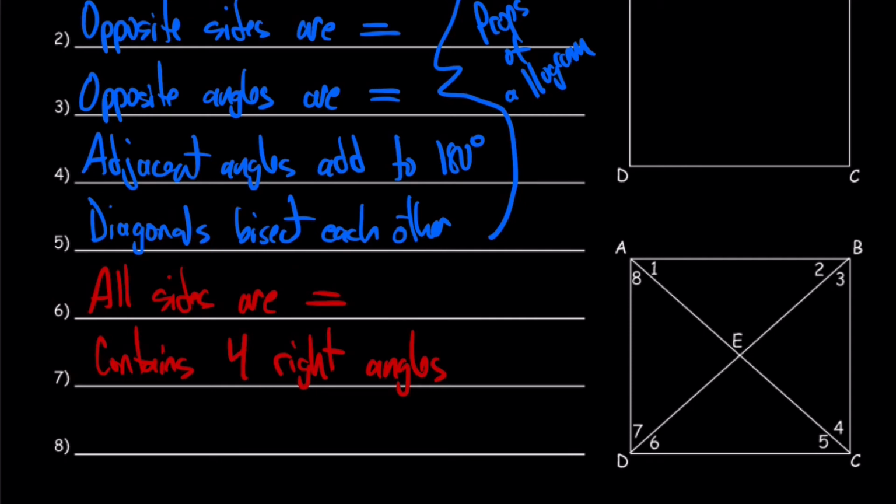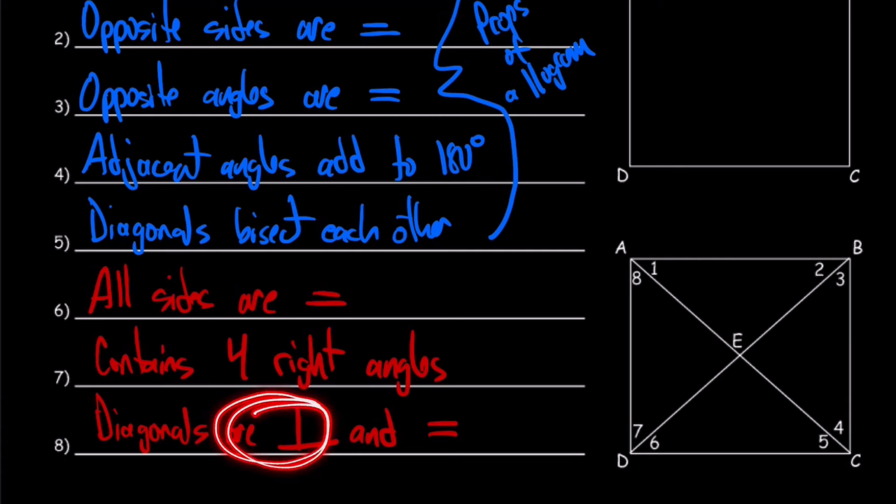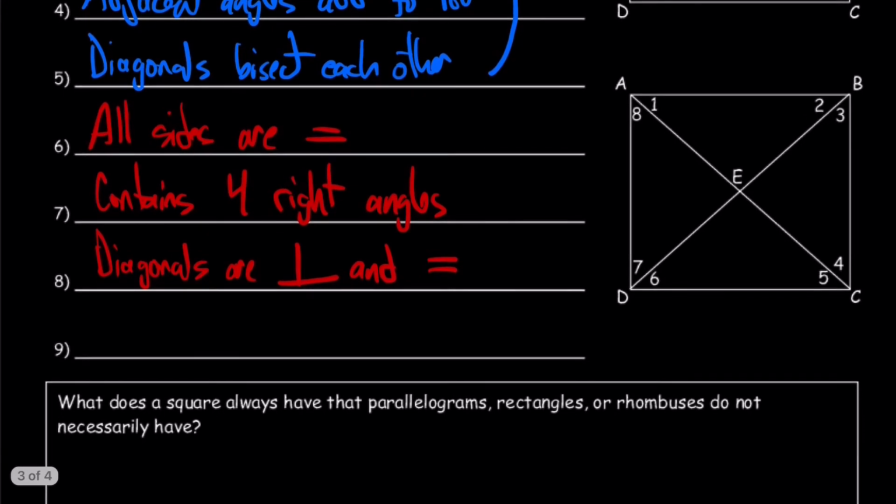All right, well, we also have the other properties. The diagonals are perpendicular and equal in length. So they're perpendicular like they were for a rhombus. They're equal in length like they were for a rectangle. Put them together, and that's part of a square. And also, the diagonals bisect the angles.